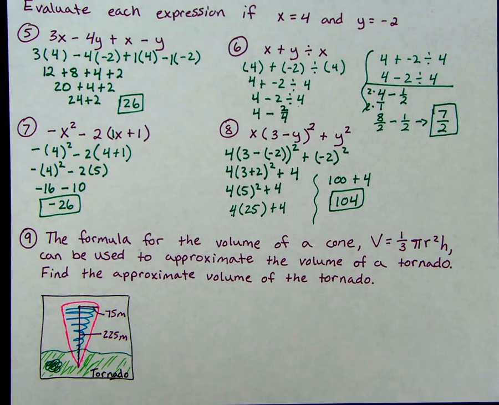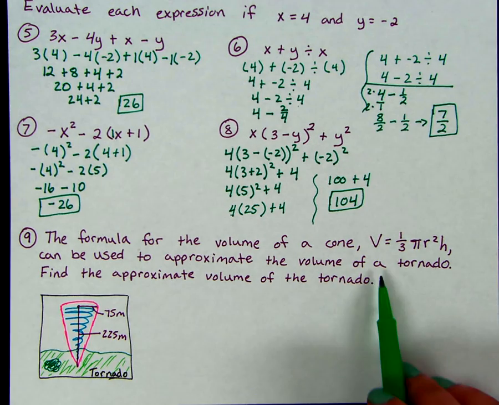All right, our last example deals with using formulas. So typically right now when we are using a formula, it's because we know enough of the missing variables to evaluate to find a number. Okay? So if we read through this, it says the formula for the volume of a cone V equals 1/3 pi r squared h. So if we kind of go back to geometry, let's refresh what all those letters mean.